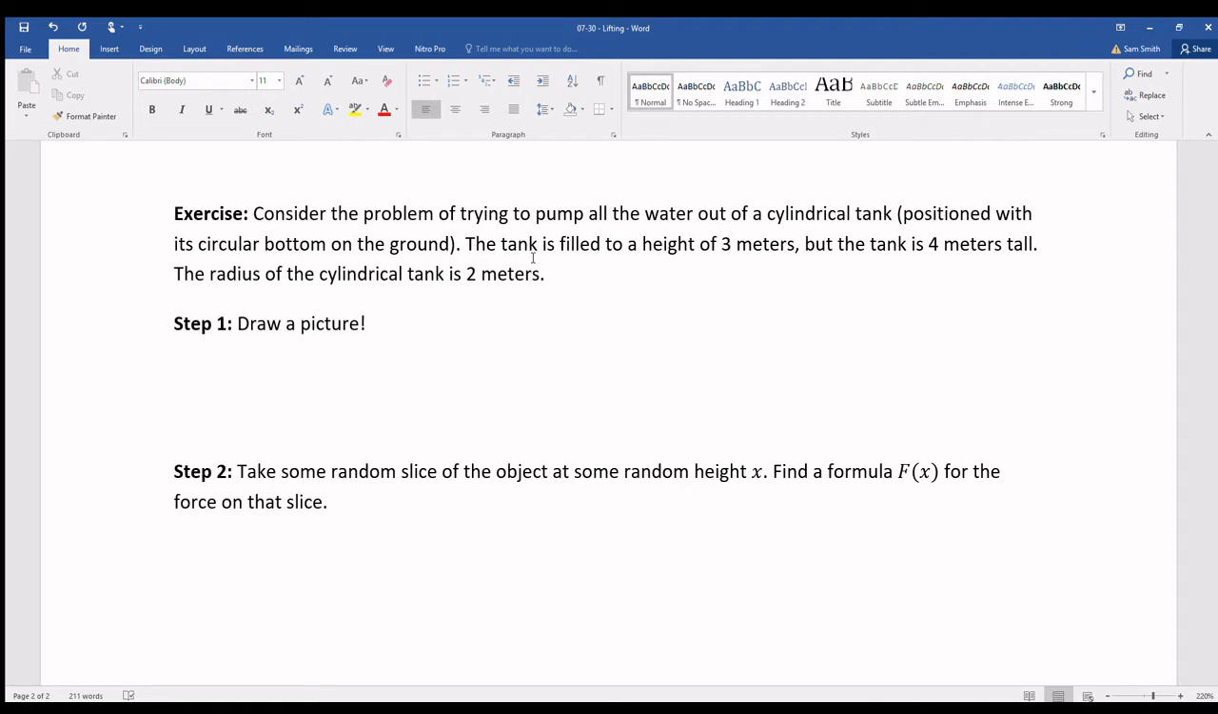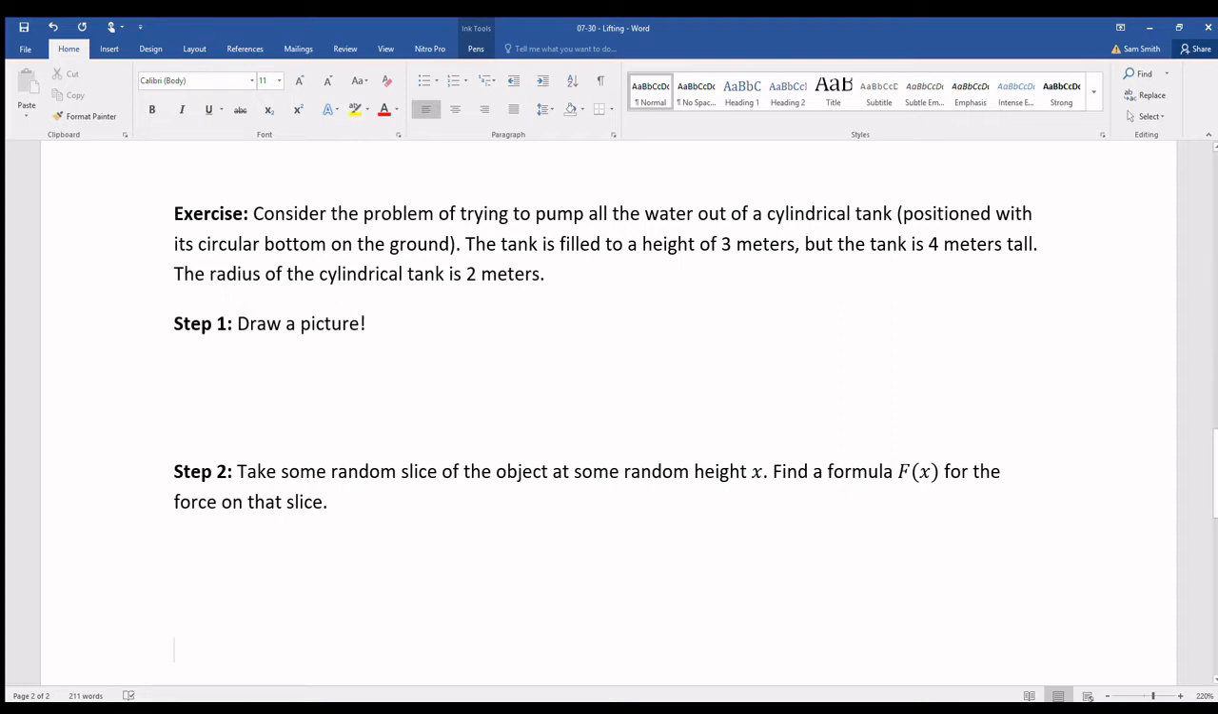In the chain and bucket problem, we thought of the chain and bucket as being essentially a single object whose weight, whose force, was varying as we lifted the chain and bucket out of the well. But the approach to these lifting problems is traditionally quite different, to make them easier to calculate and easier to set up and conceptualize properly. So let's go through this example.